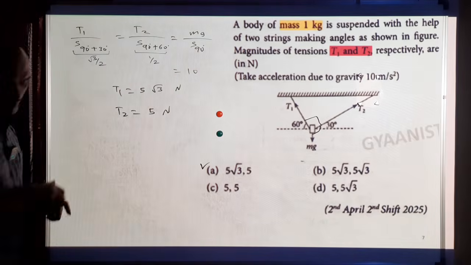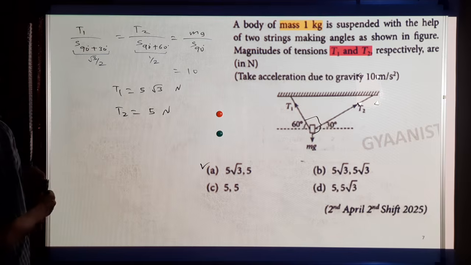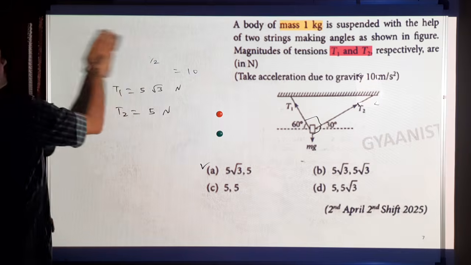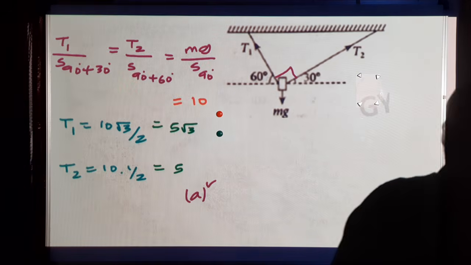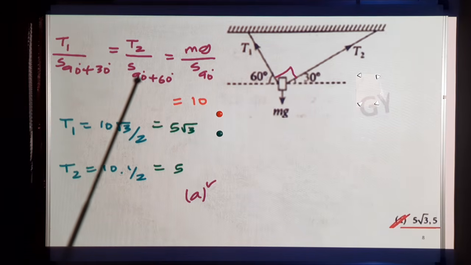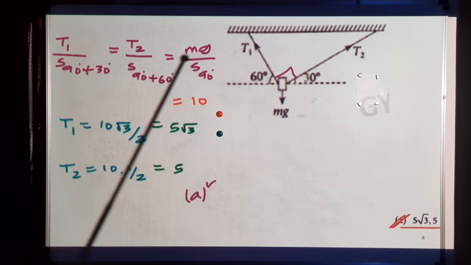This is Lami's theorem. For three coplanar forces in equilibrium, T1 divided by the sine of the angle opposite to that force is equal to T2 divided by the sine of the angle opposite to it, plus the third force mg divided by the sine of the angle opposite to it, sine 90. Here m is 1, g is 10, and sine 90 is 1. So T1 is 5 root 3, T2 is 5. The string which is more vertical takes more load.